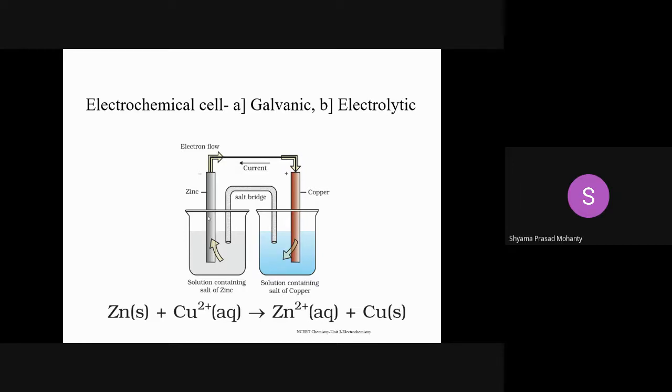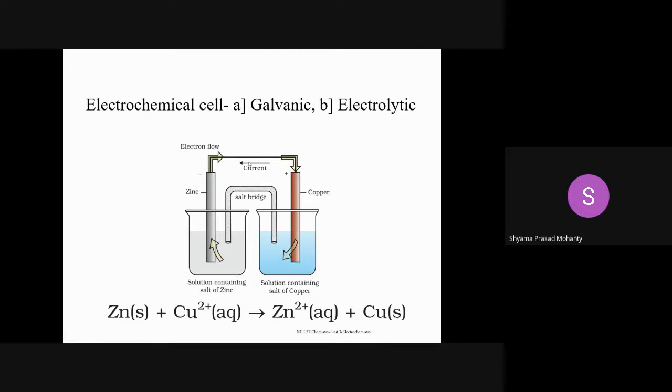So you immerse zinc in this zinc sulfate solution, and on the other side will be copper in copper sulfate solution. So you'll be having a salt bridge. For the salt bridge, you can have potassium nitrate or potassium chloride solution which has been gelled with agar. So that can serve as the salt bridge. Then as soon as you connect these externally, you will observe current is flowing.